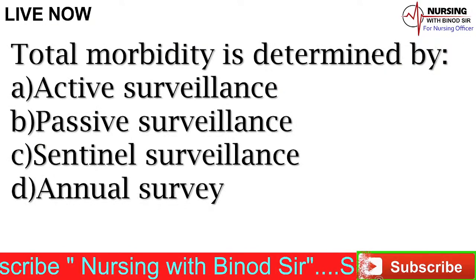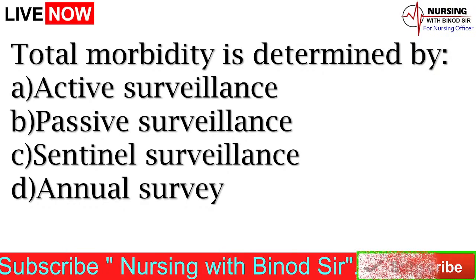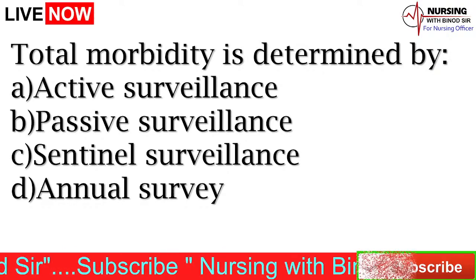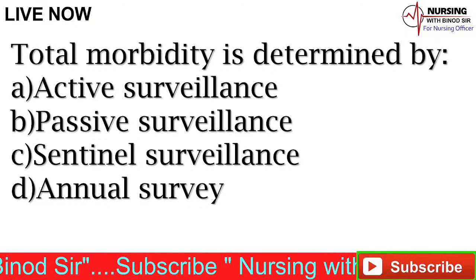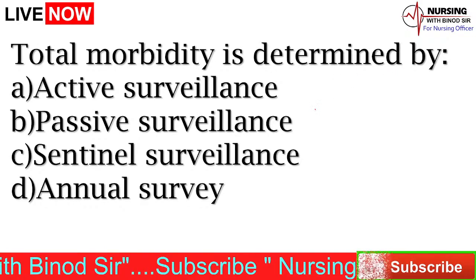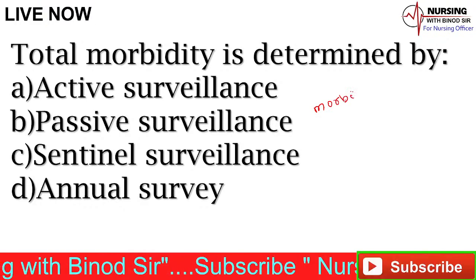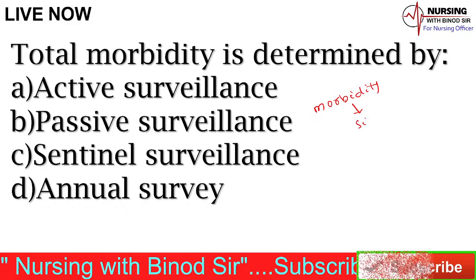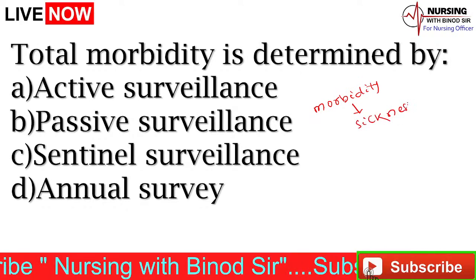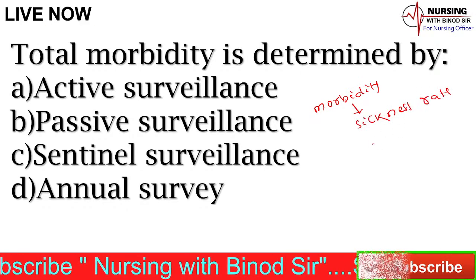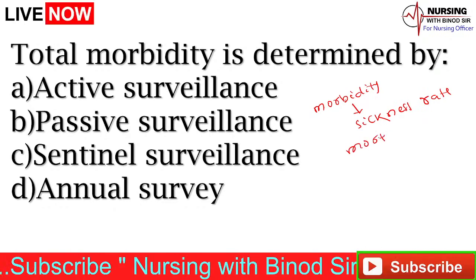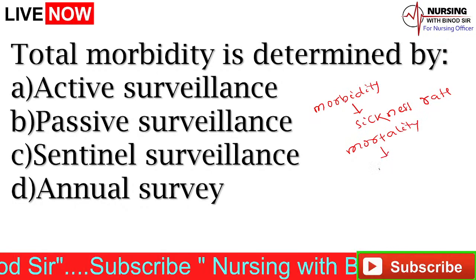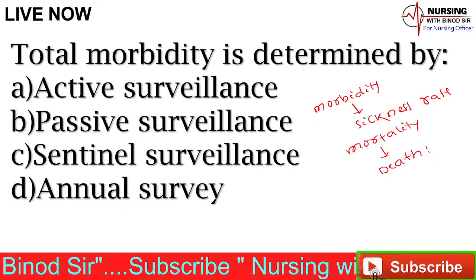Total morbidity is determined by active surveillance, passive surveillance, sentinel surveillance, annual survey. You must remember this one. Morbidity. What is the meaning of morbidity? Morbidity means sickness rate. And mortality means death rate. You have to remember this. You all have to remember this one.